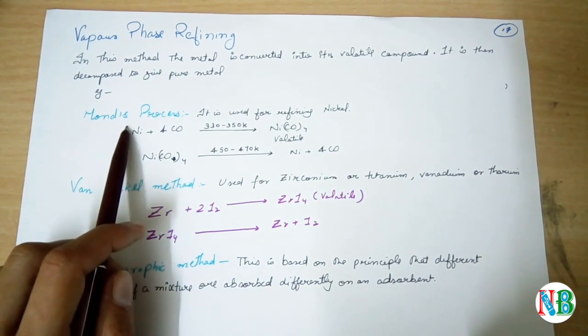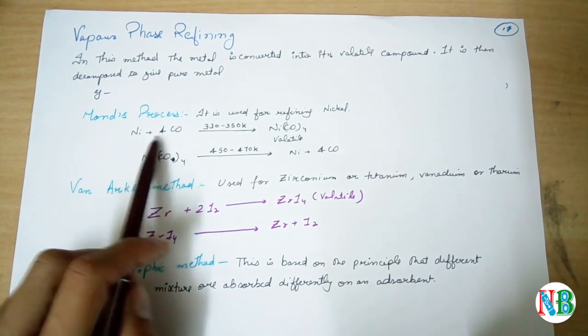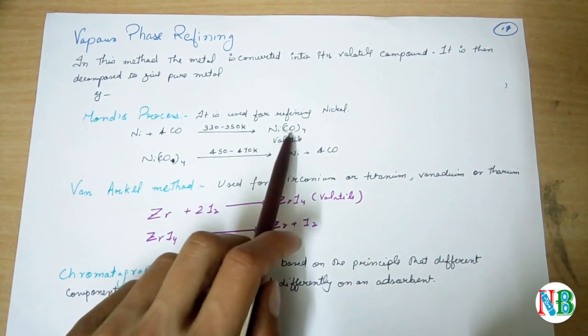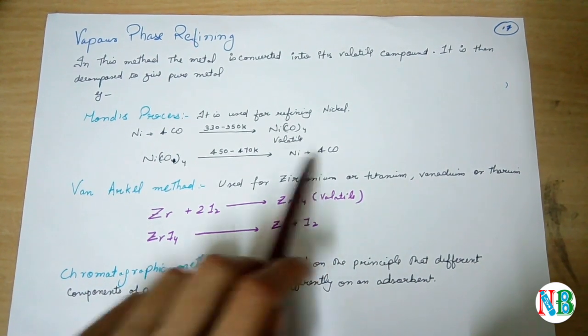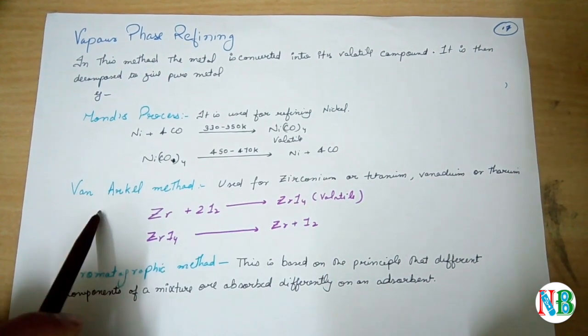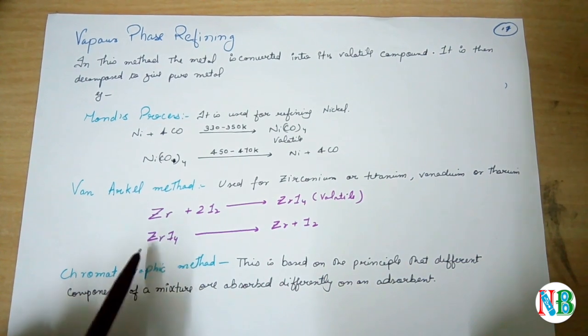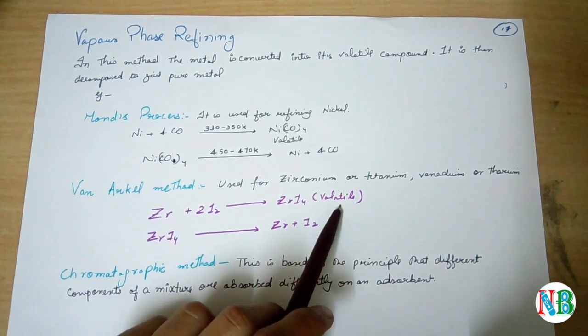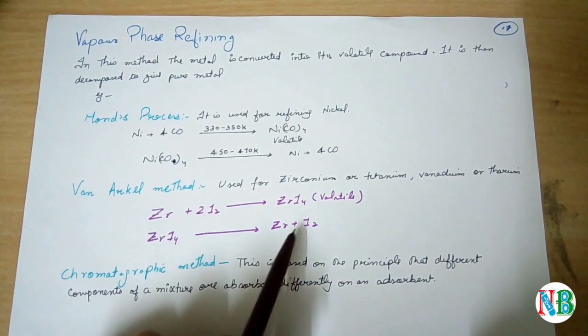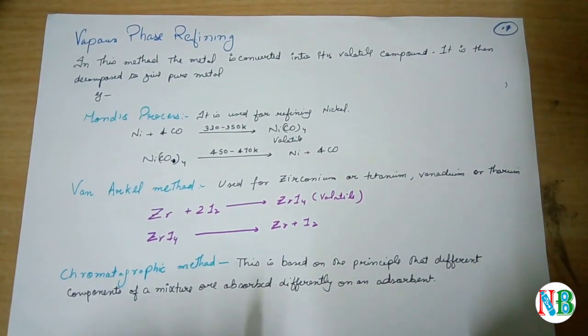Mond's process is used for nickel. We make a volatile compound, Ni(CO)4, which on further heating decomposes into pure nickel. In Van Arkel, we use this for zirconium. Zirconium and iodine react to form ZrI4, which is volatile, and which on further heating gives zirconium in pure form.